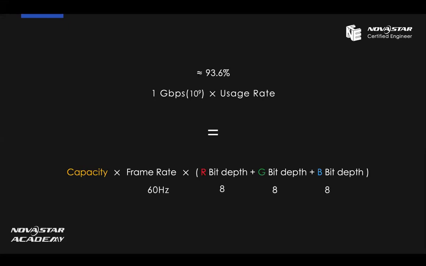93.6% of the bandwidth is the normal usage rate. The common input color depth is 8-bit, and the frame rate is normally 60 Hertz. With this formula we can calculate the loading capacity: the Ethernet bandwidth equals the loading capacity multiplied by the frame rate multiplied by the RGB bit depth. So let's calculate together how to get the loading capacity.